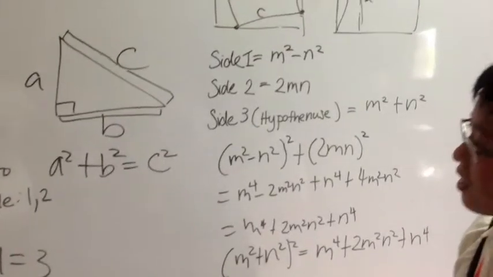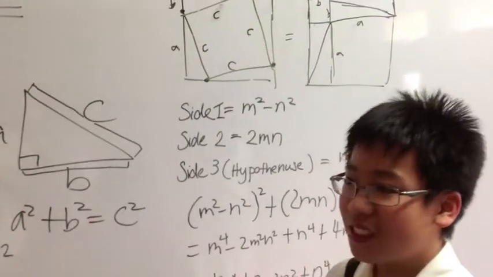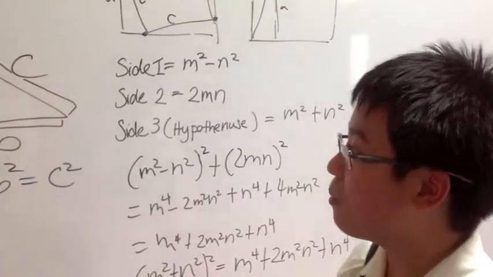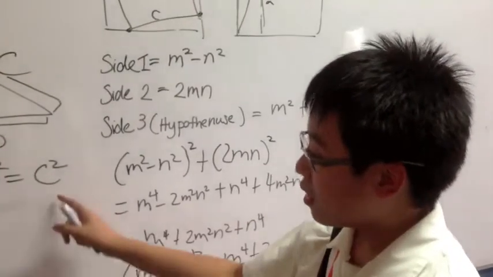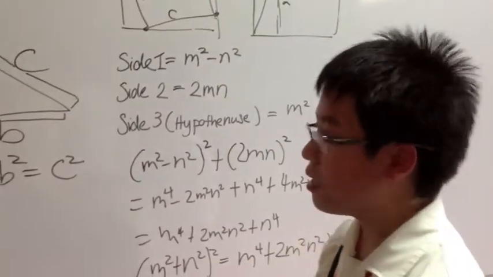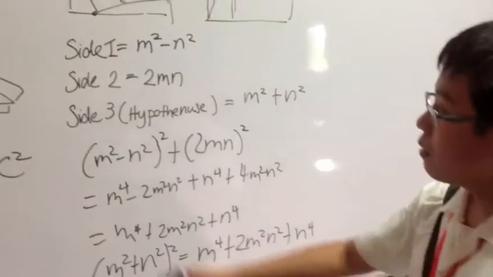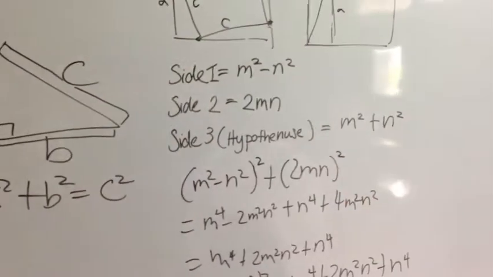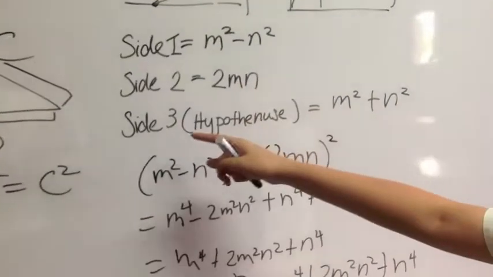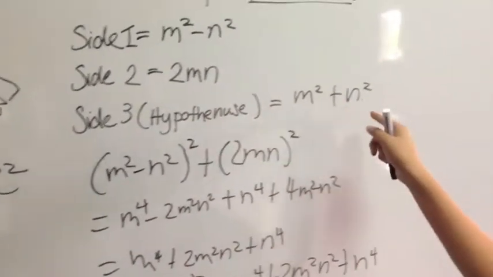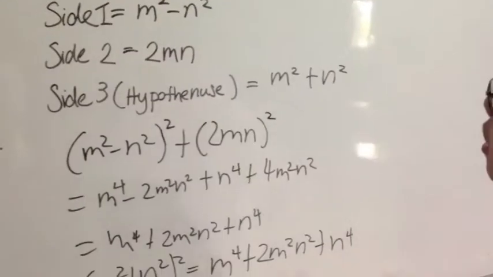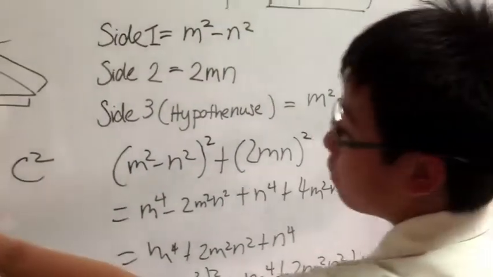With this, we were able to solve many geometrical mathematical problems because we can just subtract and then square to get the missing side. And now we also have another formula. We have side 1 equals m squared minus n squared, side 2 equals 2mn, and side 3, which is the hypotenuse, equals m squared plus n squared. This is proven by the Pythagorean theorem.